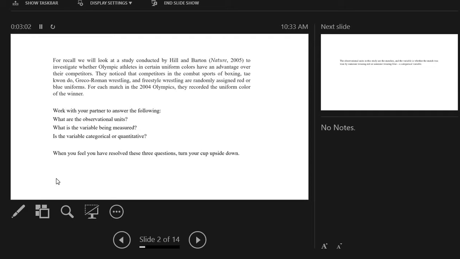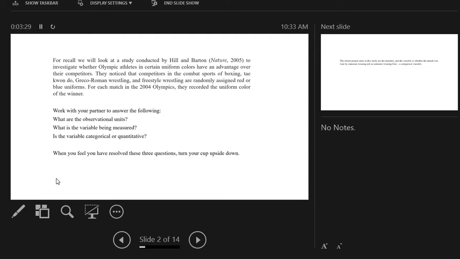For observational units, we have a winner. Winner? Anybody want to, there were two different answers. There was the matches and the winner. What do you guys think? The athletes? Yeah. All right, so we got three different answers. We meant it like the competitors of each specific sport. Does that make sense? It just said the competitors and the specific sports.